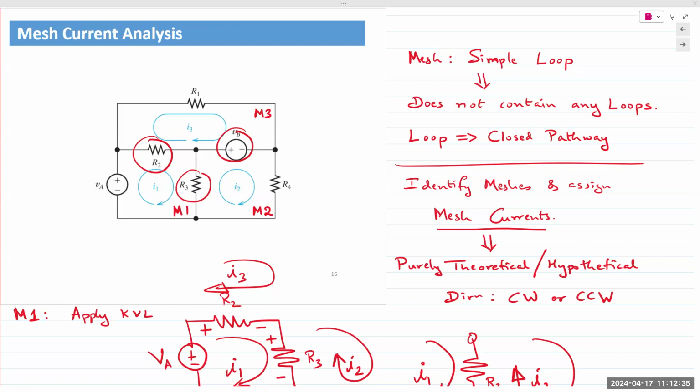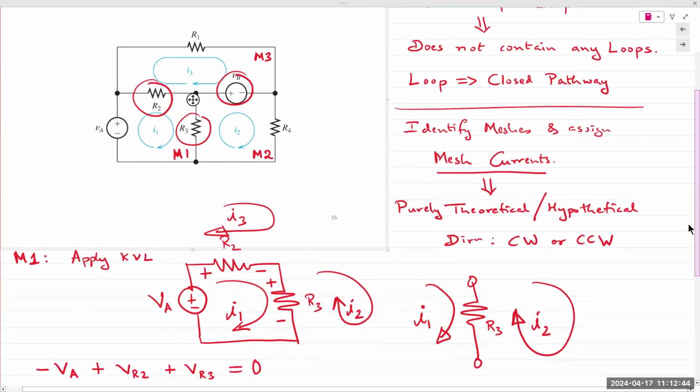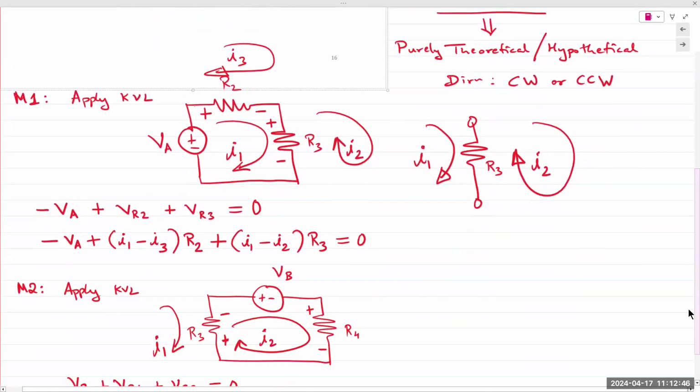Okay, setup of the problem is the most important. So that's where I want students to let me know if they have any questions. Any questions about applying KVL and generating our equations for mesh current analysis?